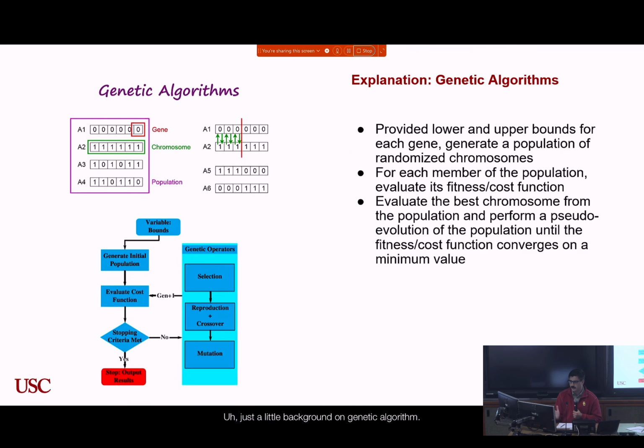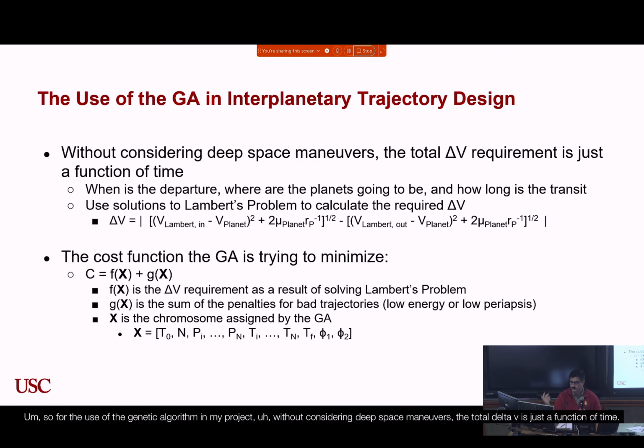Just a little background on genetic algorithm. You try to optimize a series of variables, or genes, such that you minimize the cost of a fitness function. Each series of genes builds up a chromosome, and then a population of chromosomes is what is being evaluated at every single time. So you provide lower and upper bounds for each gene. You generate a population of randomized chromosomes, and then each member of the population explores a fitness function, and then you perform pseudo-evolution to find the optimal solution that minimizes your cost function.